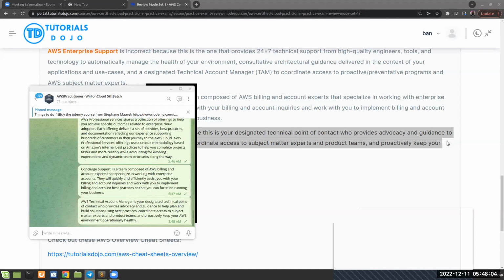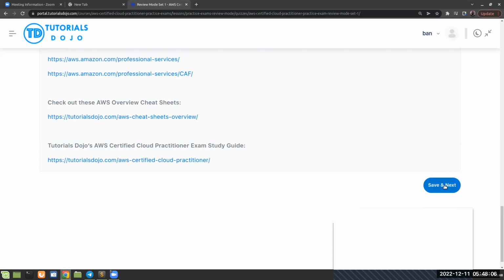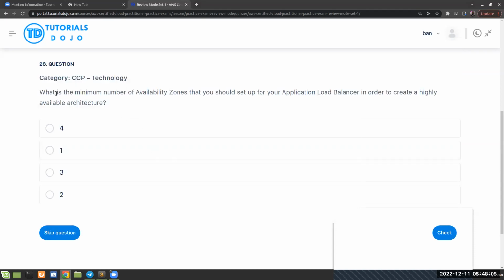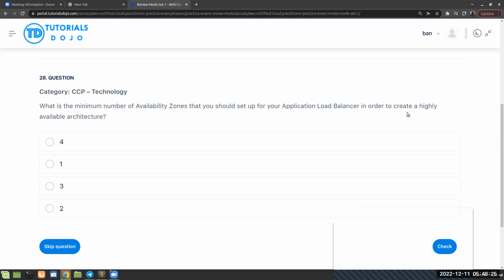All right. The next question is for you, Leslie. What is the minimum number of availability zones that you should set up for your application load balancer in order to create a highly available architecture? So what is the minimum number of availability zones that you should set up for your application load balancer to create a highly available architecture?